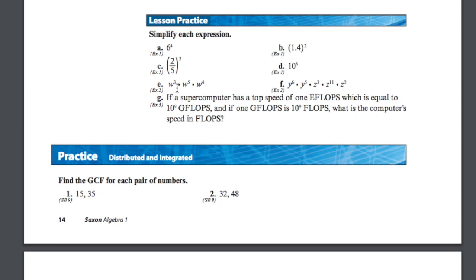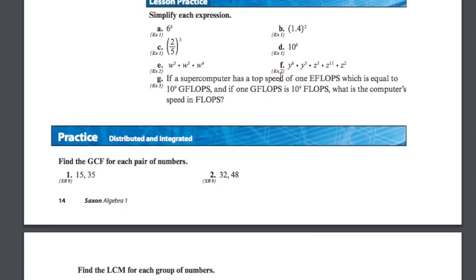Letter E, here's where we apply that product property of exponents. W to the third times W to the 5th times W to the 4th. They have the same base, www, like it's an internet website. 3 plus 5 is 8. 8 plus 4 is 12, so W to the 12th for that calculation.